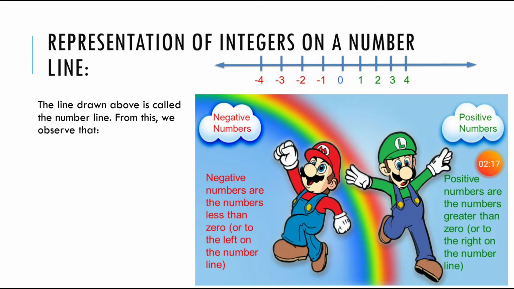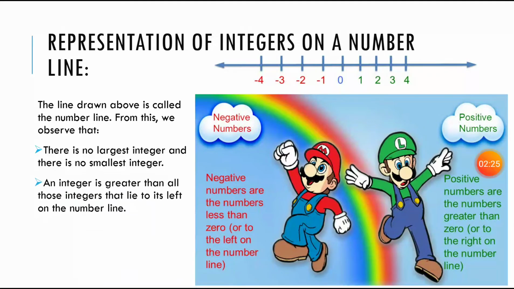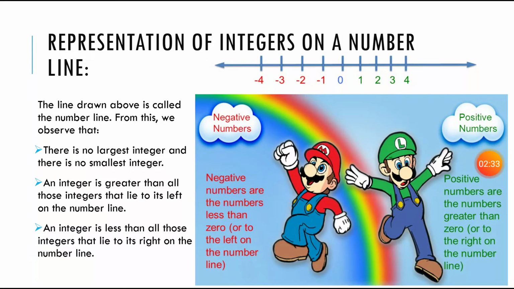Now there are some more observations. These observations are: there is no largest integer and there is no smallest integer. An integer is greater than all those integers that lie to its left on the number line. An integer is less than all those integers that lie to its right on the number line.